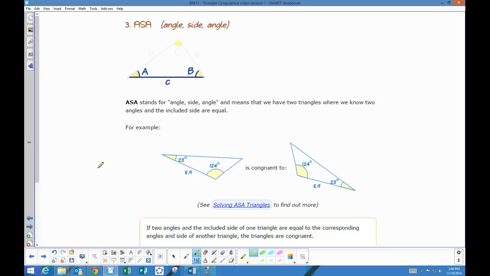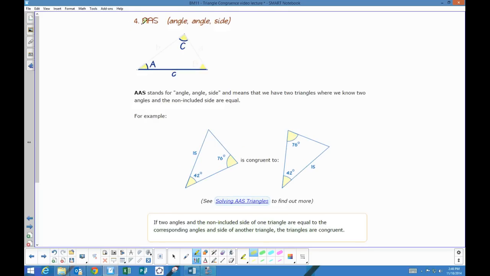Angle, side, angle is just like that last one, except an angle and an included side. The included side means it's between the 2 angles. Pause and get that down. Then we talked about AAS. Angle, angle, side. So if you got an angle, and then one more side that's not included, the 2 triangles will be congruent, as long as those parts are congruent.